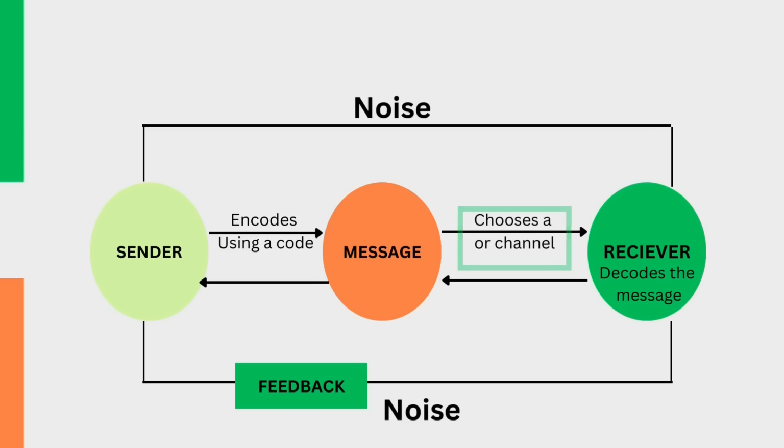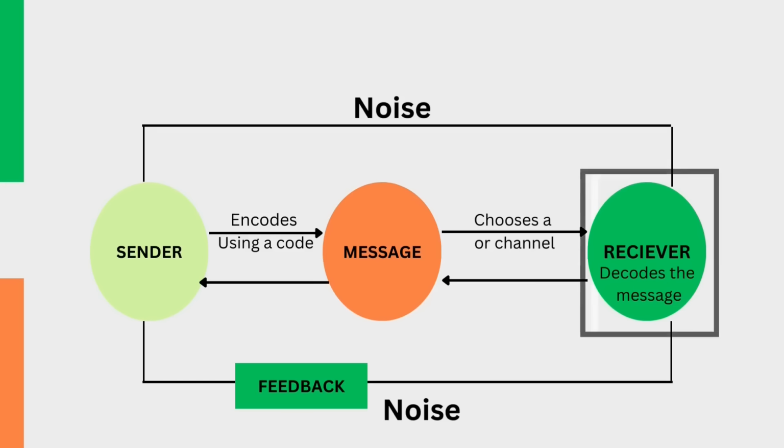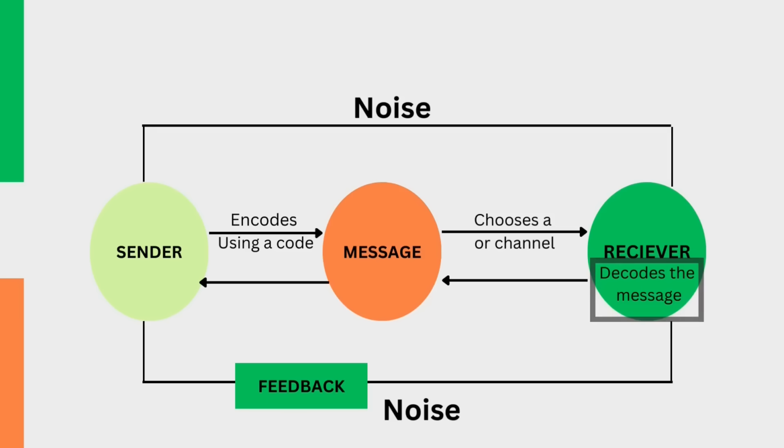The channel. The sender chooses the preferred way to transmit the message to the receiver. This could be verbal channels such as voice, intercom, telephone, interview, meeting, fax, or non-verbal channels like body language, pictures, music, or graphs. The receiver. The receiver is the person to whom the message is directed or the intended recipient of the message. Decoding. On receiving the message, the receiver interprets the encoded message from the sender. This is referred to as decoding.